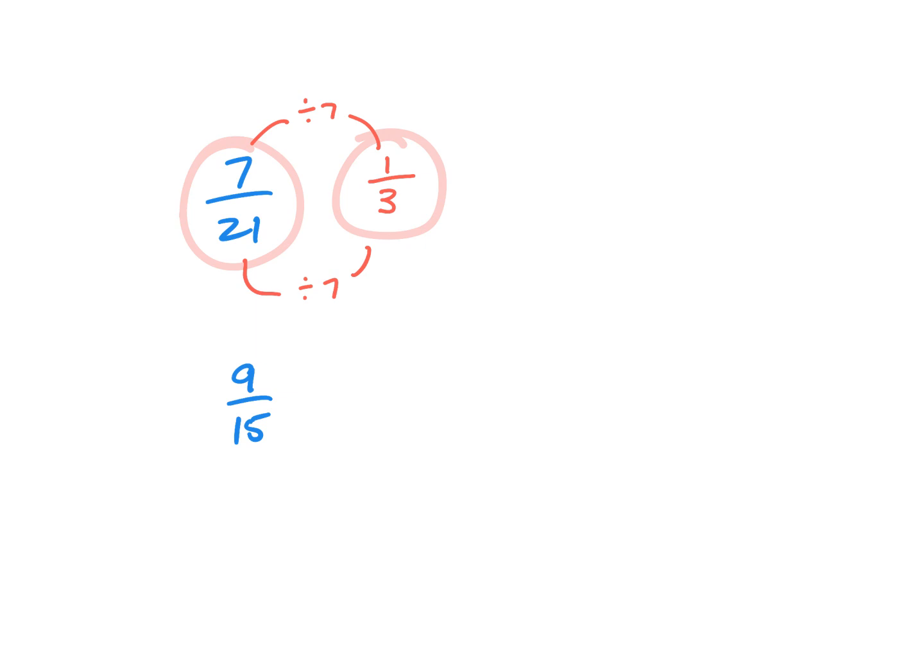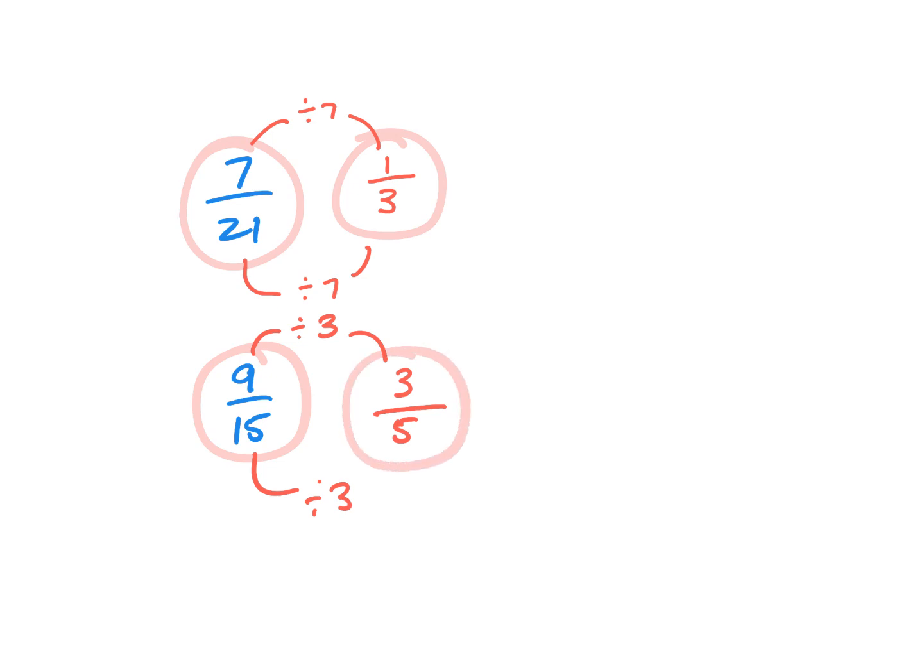Alright, well I know that 9 and 15 are both multiples of 3, so I'm going to divide each side by 3. So 9 divided by 3 gives me 3. And what is 15 divided by 3? Well, 3, 6, 9, 12, 15 gives me 5. So 9 over 15 reduced to its simplest form is 3 over 5. And that's all there is really to equivalent fractions and reducing fractions to their simplest form.